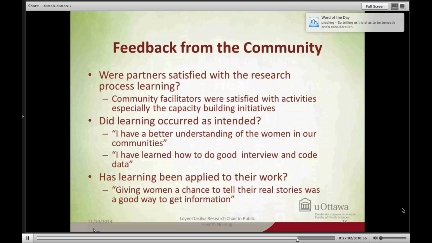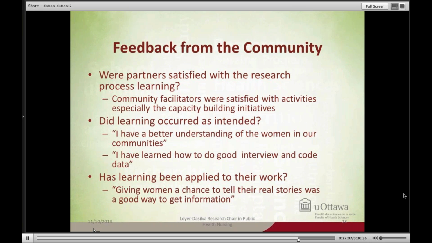So can we say we made a difference? Well, the feedback from the community says that the partners, the people in the community, were satisfied with the research. Community facilitators were satisfied with their activities, especially the capacity building initiatives. Another question we ask ourselves is, did learning occur as we intended it to? I use narrative notes here from the facilitators to illustrate that point.